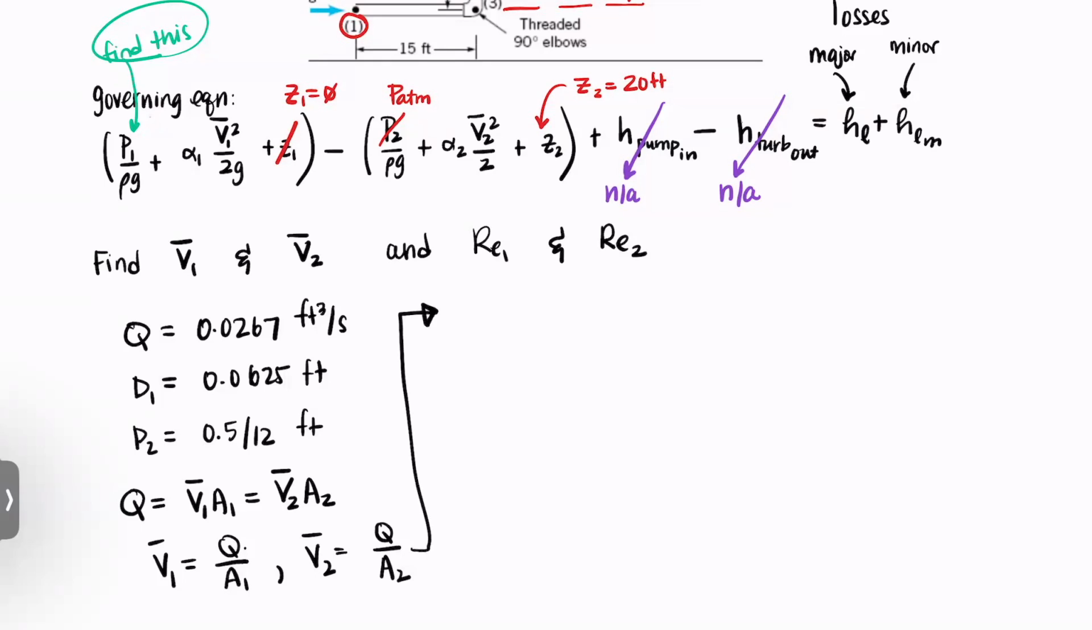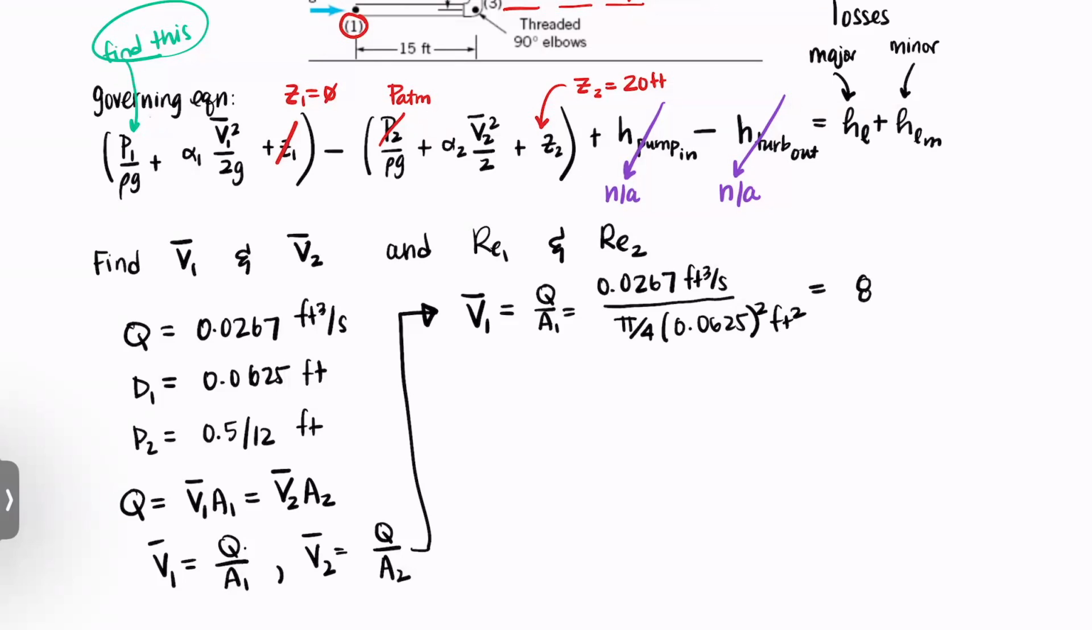I'm gonna just kind of move my work over here. So V1 is equal to Q divided by A1, which is 0.0267 cubic feet per second, divided by area 1, which is pi divided by 4, D1 squared, which is 0.0625 squared, and this is square feet, which gives us 8.7 feet per second. So here is V1. So we've got that.